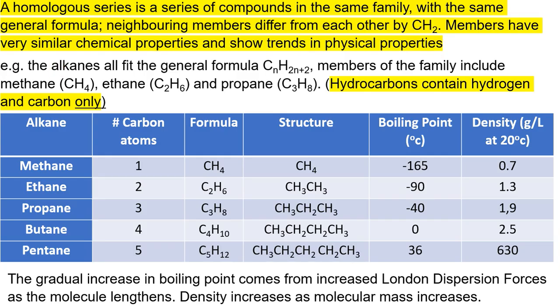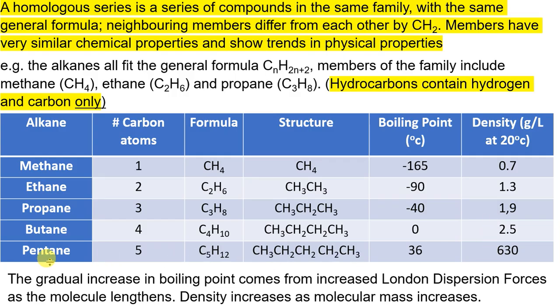Members have very similar chemical properties and show trends in physical properties. I've highlighted that and I'm dwelling on it because I've seen it asked many times: describe what is meant by a homologous series. Trends in physical properties, look at the boiling points. As the chain gets longer, the boiling point goes up. Density at 20 degrees increases as the chain length goes up.